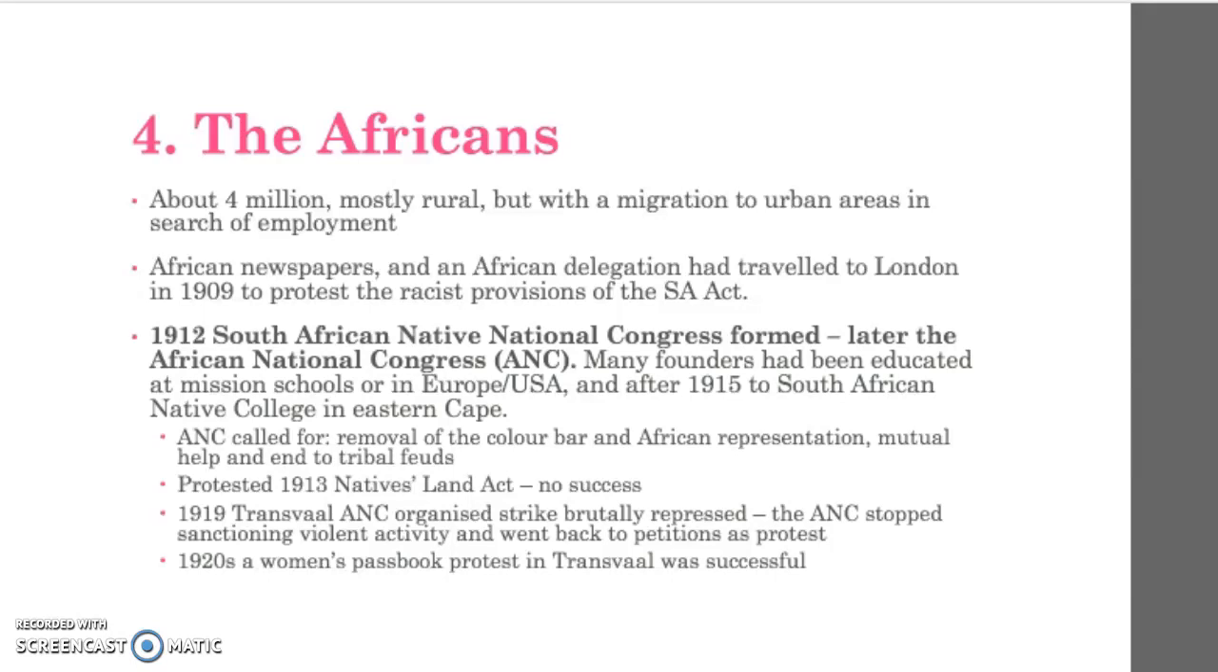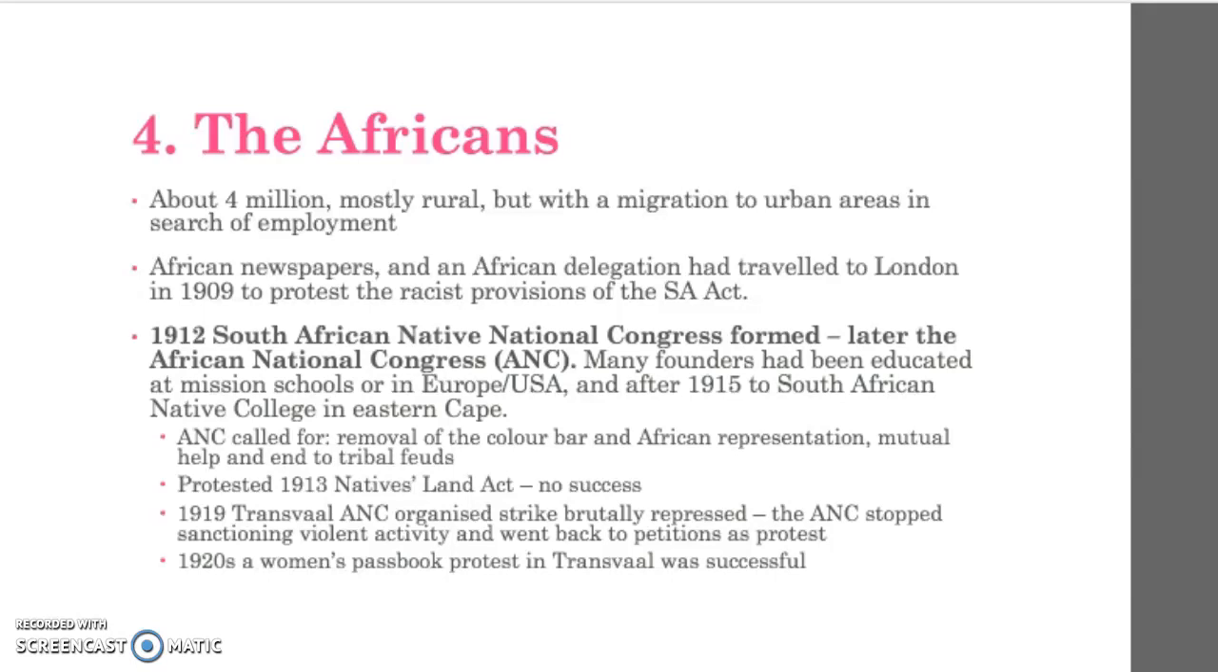An African delegation had travelled to London in 1909 to protest about the racist provisions of the South Africa Act and the Union itself, and had received little support from anyone in London. In 1912, the South African Native National Congress is formed, the SANNC, and it will later change its name to the African National Congress, the ANC.